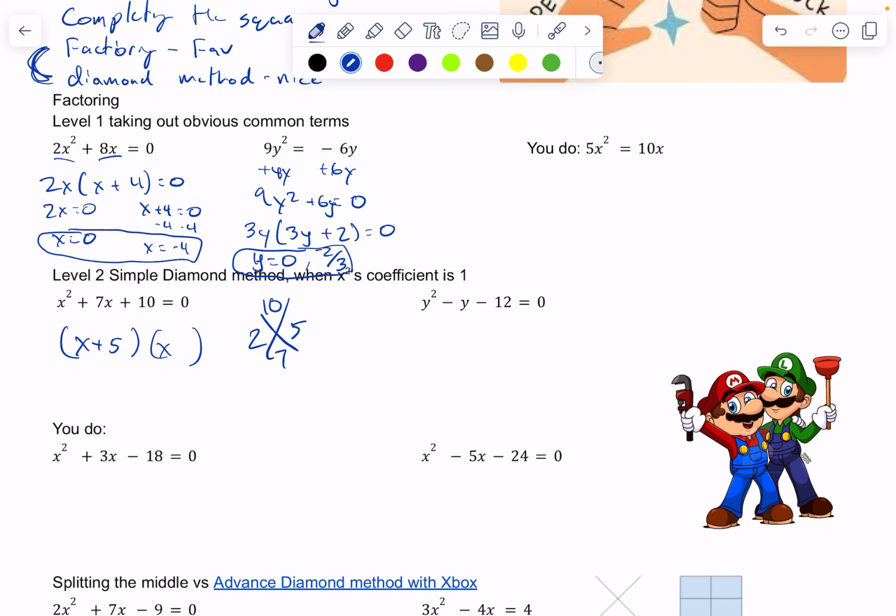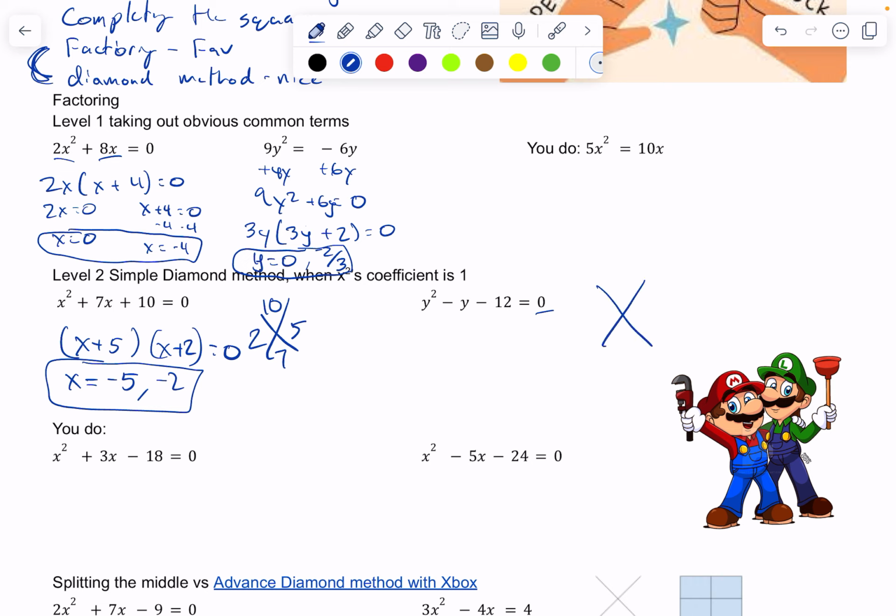X plus 5 plus 2 equals 0. That means x equals negative 5 and negative 2. Done. It's already set. A equals 0, so let's do a diamond method.